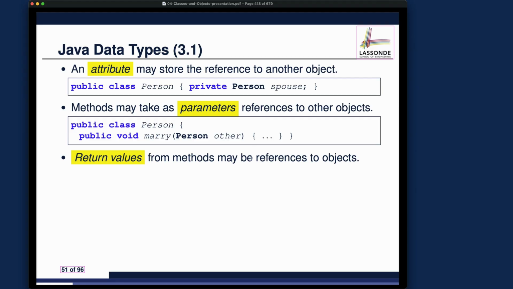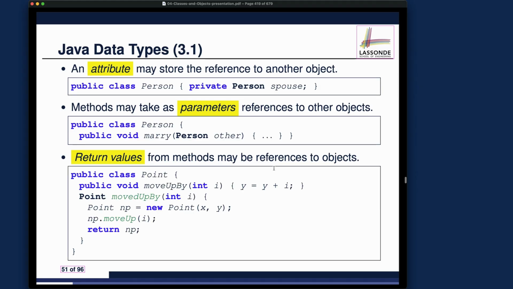Return values from methods may be references to objects. Let's see this, and this is something I'd like to illustrate in a little more detail. So you can see, let's say in the Point class, let's assume that we have x and y coordinate attributes as we saw before. And we also have this move up by this many units method. That's also something we saw previously, right?